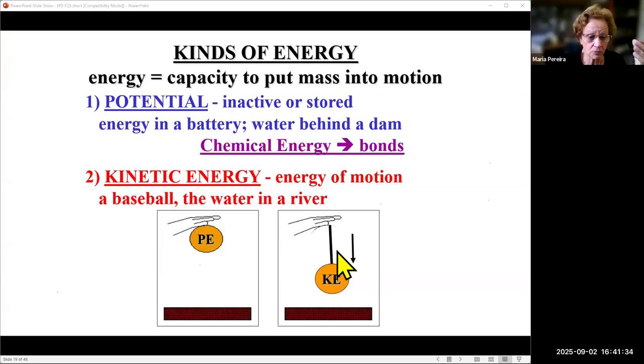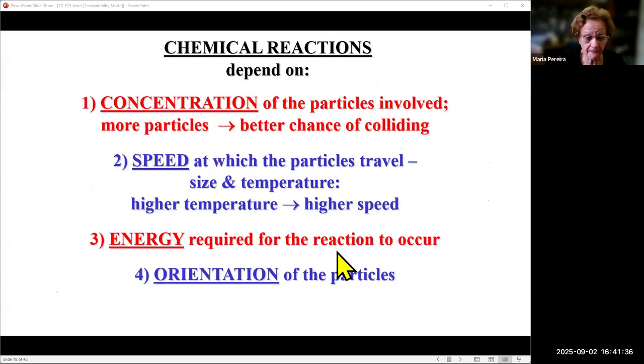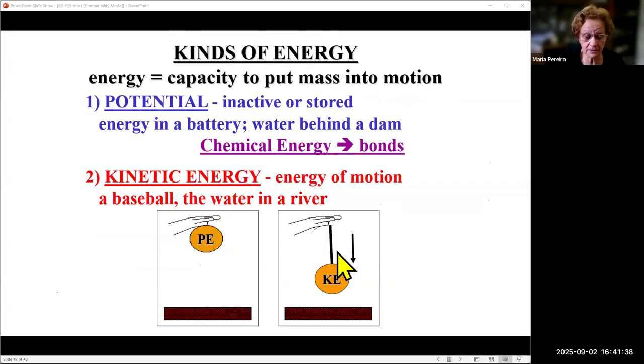Okay, so we talked about energy. There are two types of energy that can be used in chemical reactions: the potential energy and the kinetic energy. The potential energy is stored in covalent bonds. So if you think about ATP, or if you think about glucose, glucose has a lot of carbons that form covalent bonds. I will explain this soon.